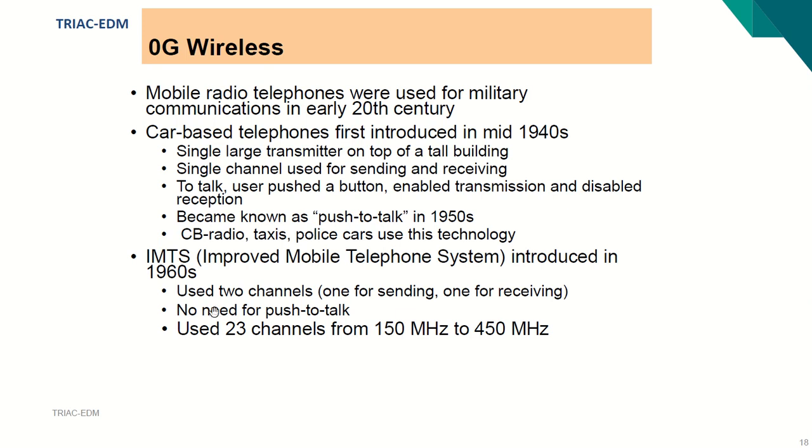And then in the 60s, there was IMTS, the Improved Mobile Telephone System. It uses two channels, one for sending, one for receiving. If you see it here, you have to enable transmission and disable reception, because they are now duplex. You have to transmit at one time instant and then receive at another time instant using the same channel.